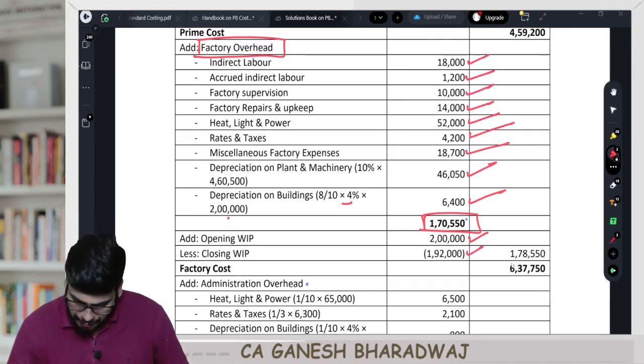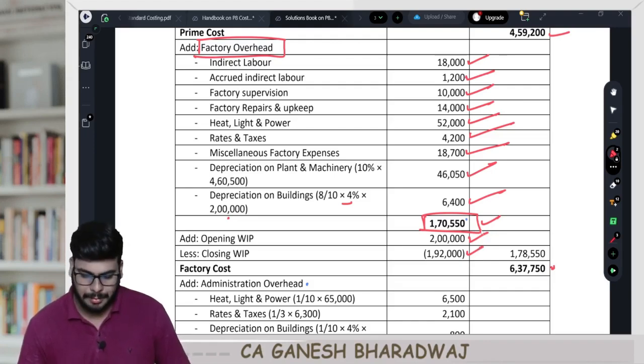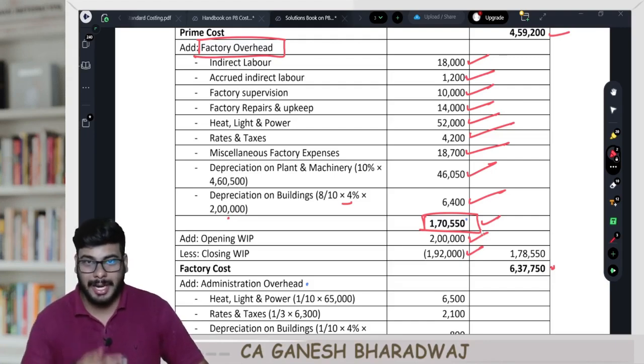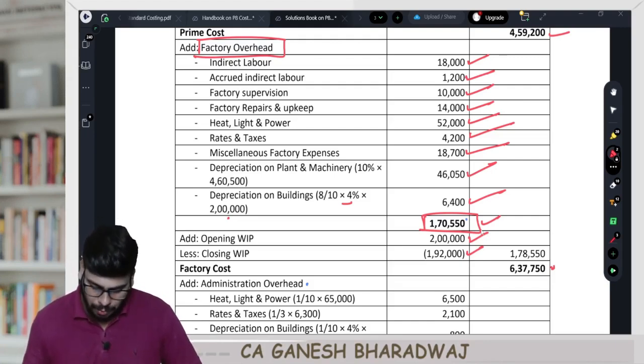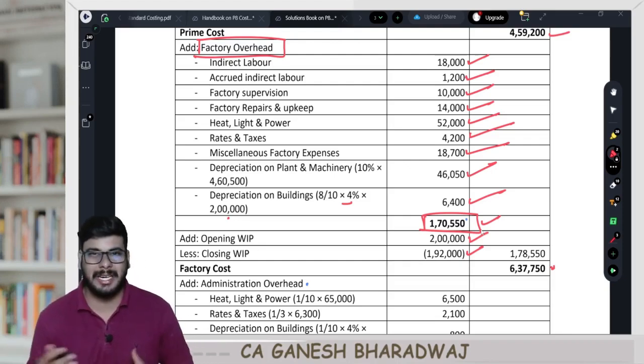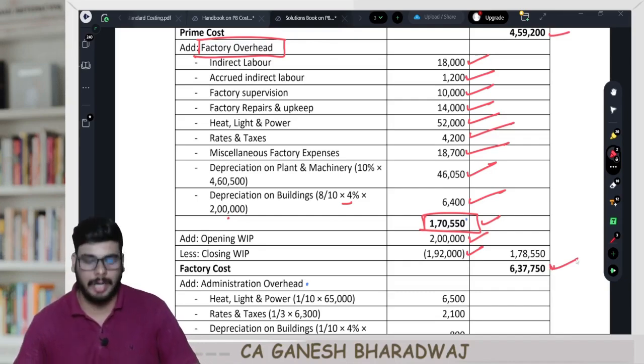So now whatever figure you get, that's going to be your prime cost plus your POH, right? Prime cost plus your factory overheads. That's going to be your entire works cost. On that, what do you get? Your adjustment for your opening and closing WIP. Technically, this is called the adjusted factory cost. That is the figure here. Are you clear with this?